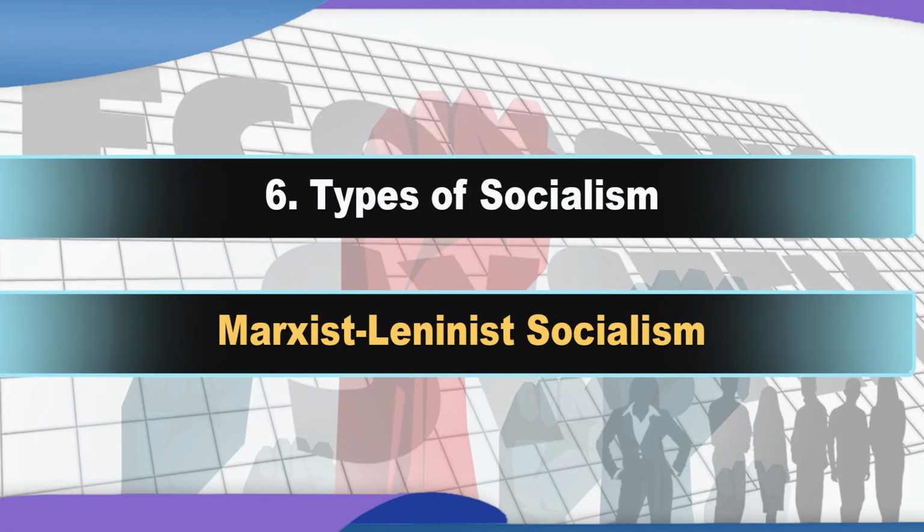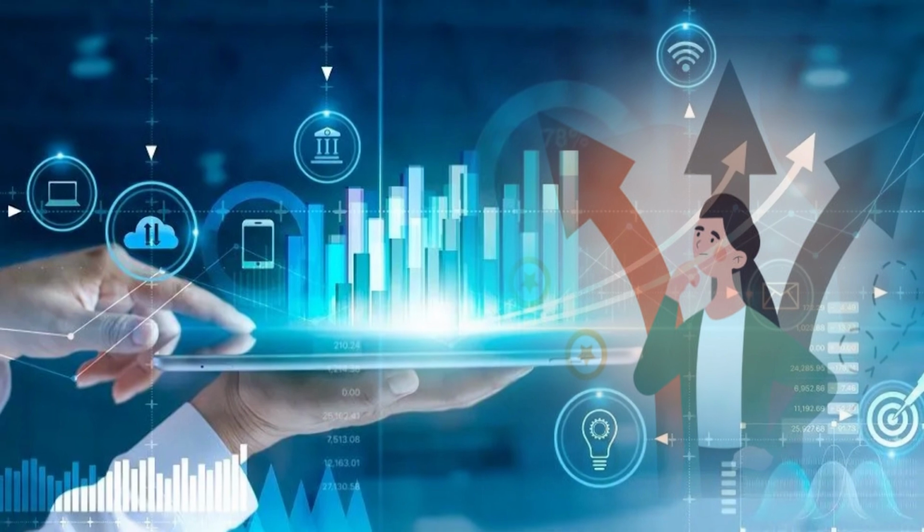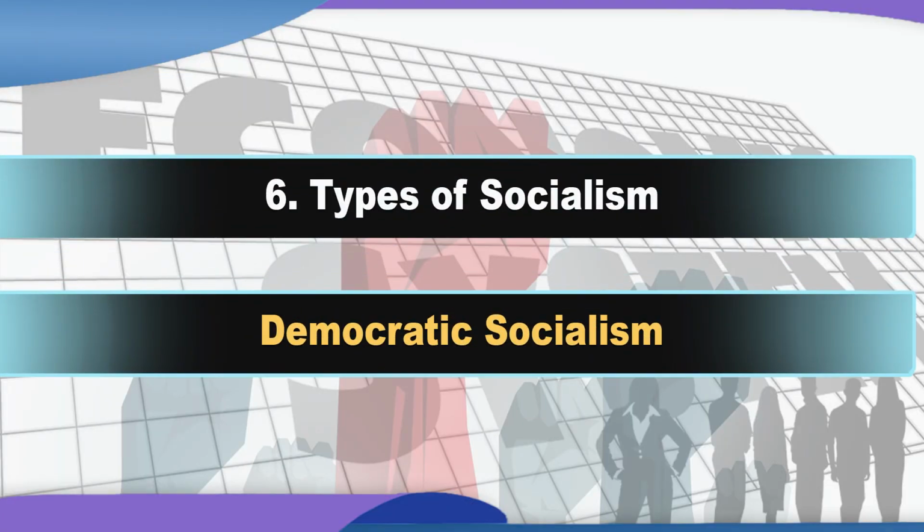So first is the Marxist-Leninist socialism, which is exemplified by the former Soviet Union. It features centralized political control by a communist party, comprehensive state ownership and detailed central economic planning. All decisions are made by government planners. This system achieved rapid industrialization but at the cost of consumer goods. Similar to that, we have different systems. Another one is democratic socialism.